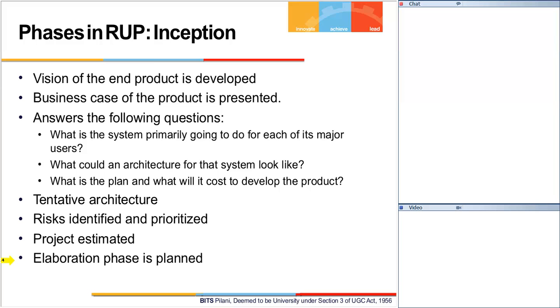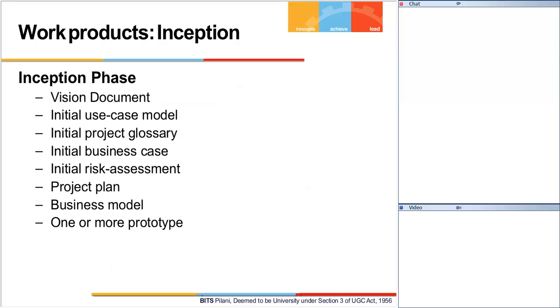And coming to the work products that are created in the inception phase, this is the complete list. There's a vision document, the initial use case model, a project glossary, right? If you go through your book, you would find a detailed project glossary template as well, right? Then there is the initial business case, assessment of the risk, project plan, business model, as well as one or more prototypes, if required.